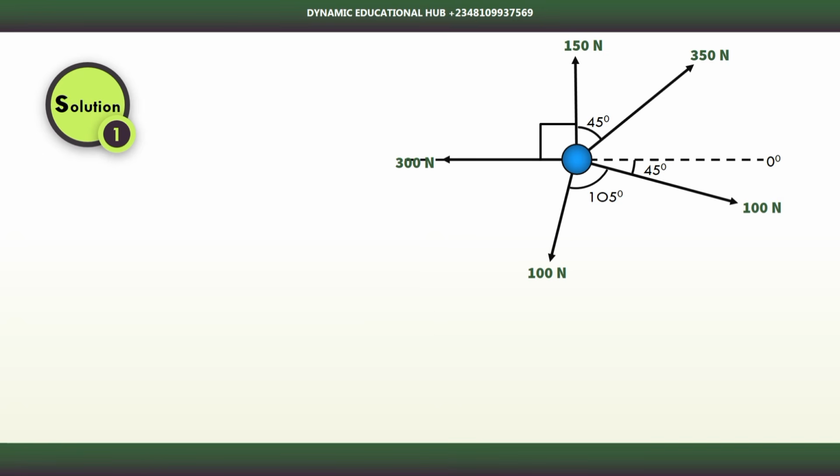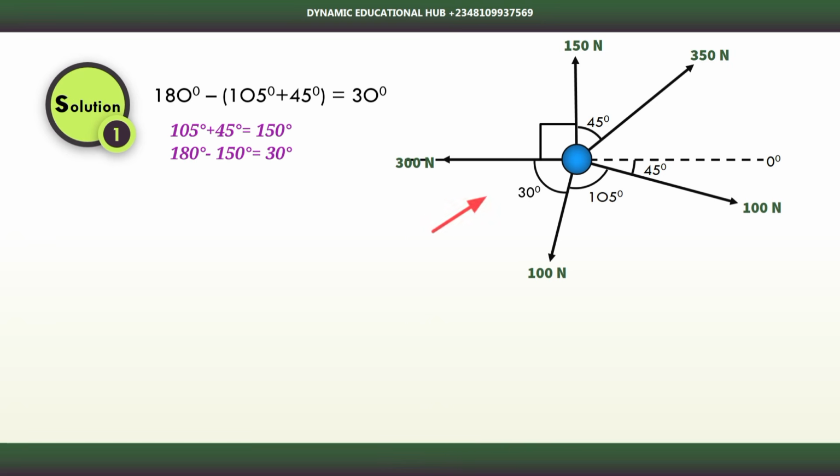The first thing we want to do is to find the angle of inclination between this 100 Newton force and this horizontal plane. To do that, we are going to use sum of angles on a straight line, and that will give us 180 degrees minus the summation of these two angles. So we have 180 degrees minus (105 degrees plus 45 degrees). What is 105 plus 45? We get 150. 180 minus 150, we get 30 degrees. So this angle is 30 degrees.